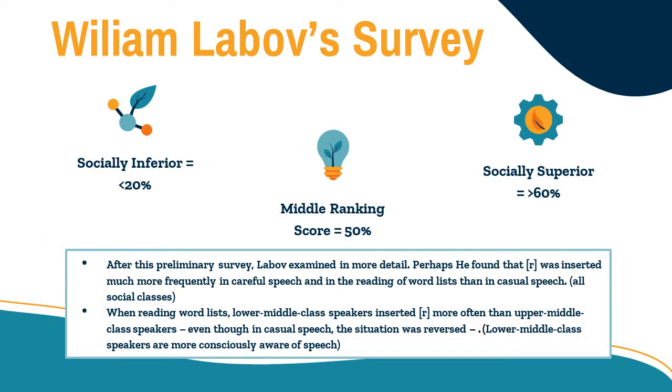It is well known that sales staff tend to mimic the speech of their customers, and as Labov predicted, he found that in the store that was considered socially inferior, the number of R sounds was low, under 20%. In the middle-ranking store, R was inserted about 50% of the time, and in the store considered socially superior, R was used over 60% of the time. These preliminary results clearly showed that the use of R in New York was a useful guide to social status.